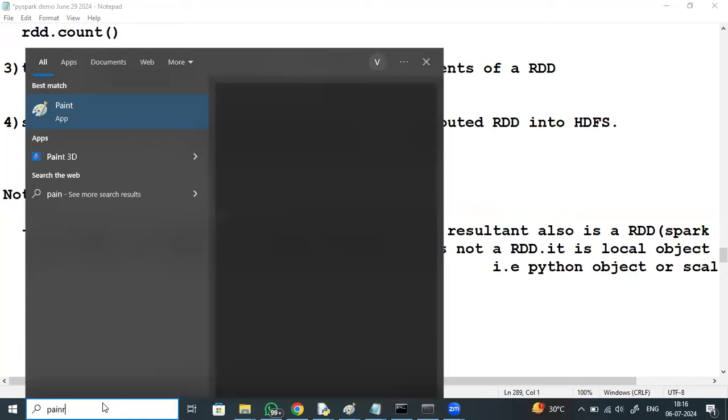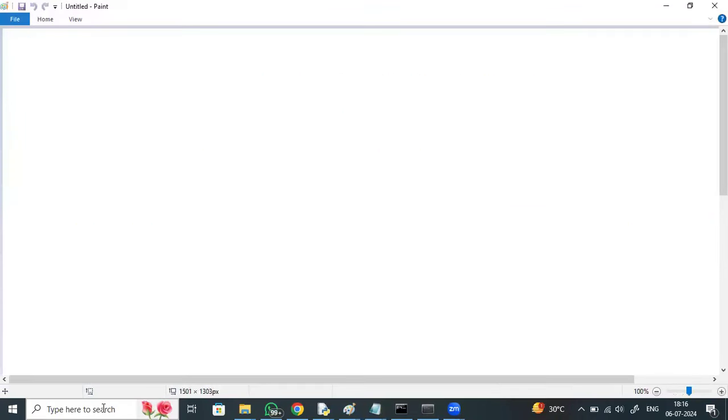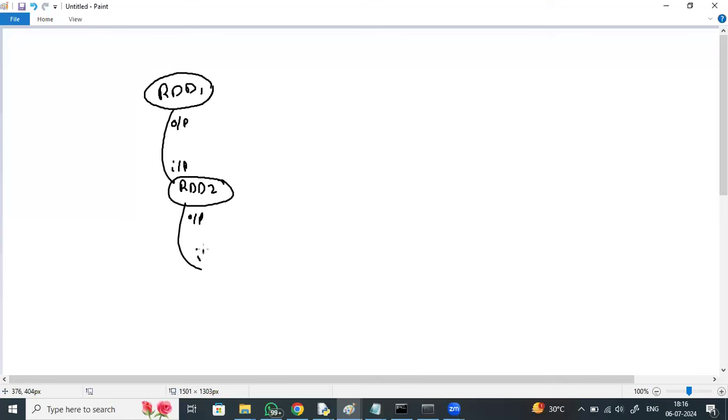A small example I take. RDD1, the output of RDD1 is input to RDD2. The output of RDD2 is input to RDD3. All the four RDDs, will they be loaded into RAM simultaneously?